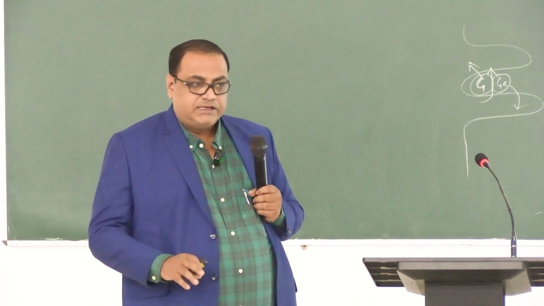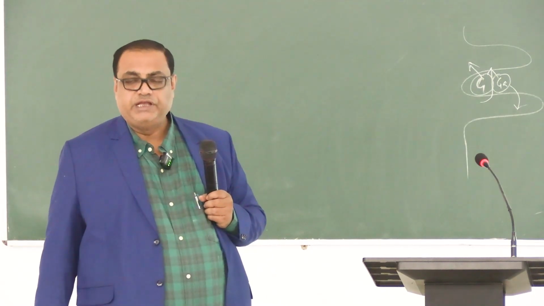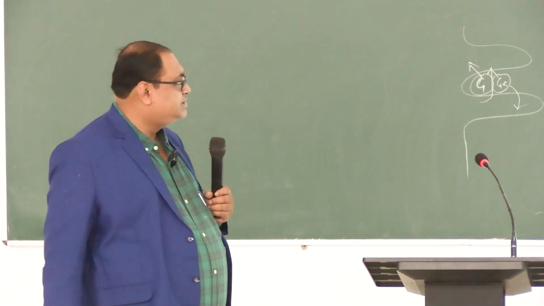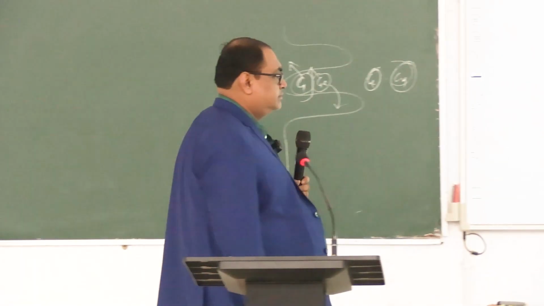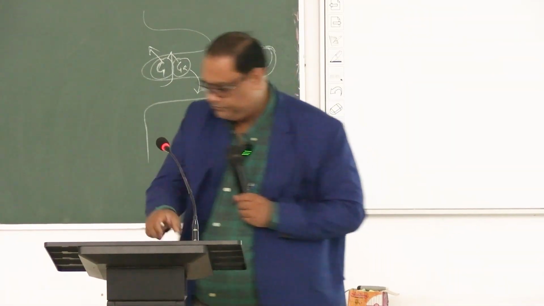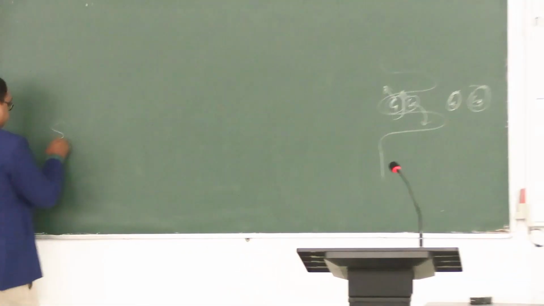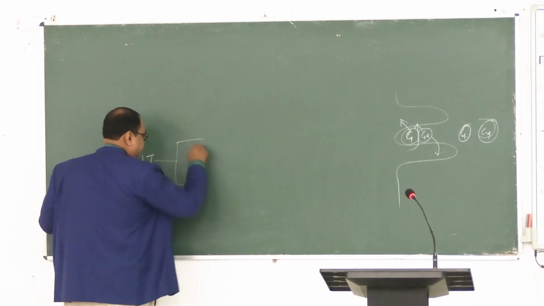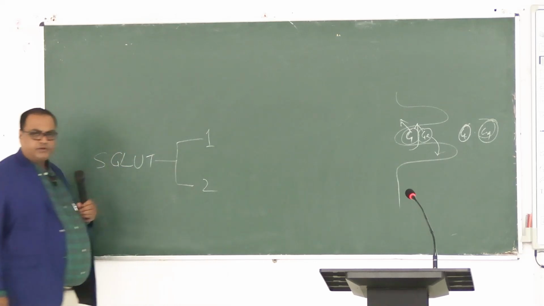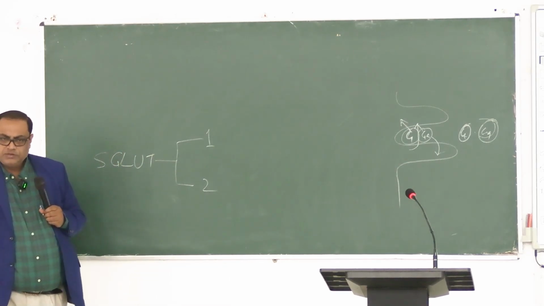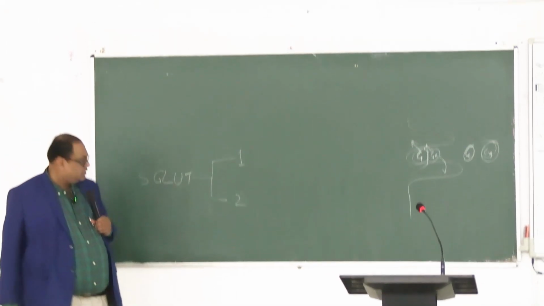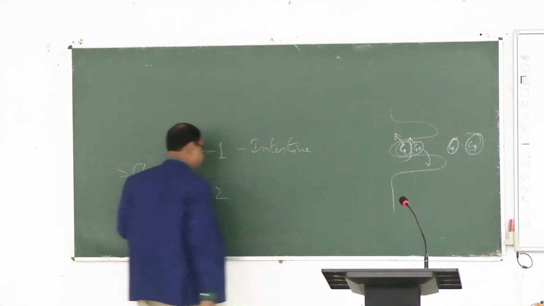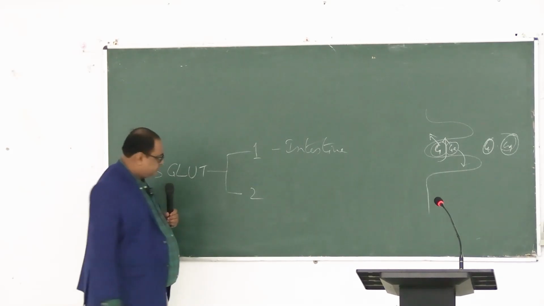Just next you write SGLUT. S-G-L-U-T. Up to 5 you write, then SGLUT. Okay. Now it has two forms, 1 and 2.